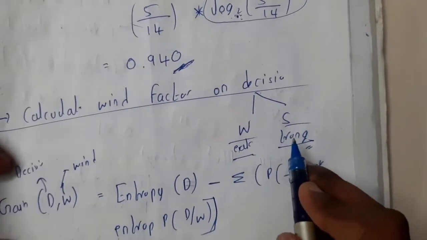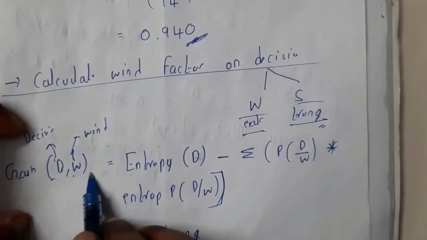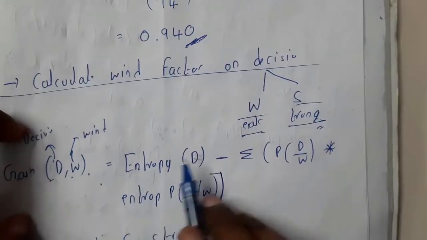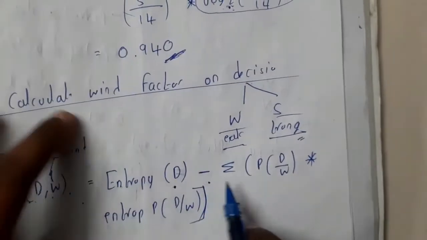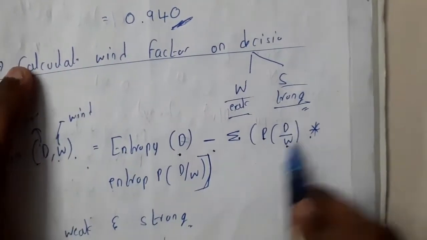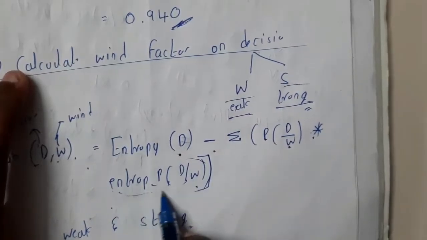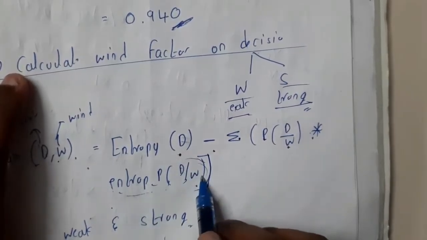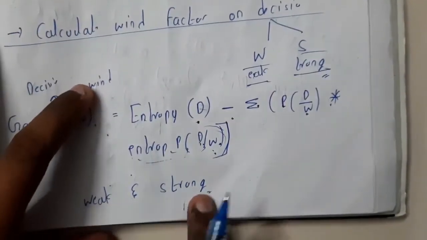So the gain formula will be in this way. Please remember the formula perfectly. So gain of decision comma wind is equals to entropy of D, that is nothing but the decision value which we got, minus the summation of probability of D by W into entropy of D by W. If you notice here, we need to calculate this probability of D by W. Basically this D by W depends on weak and strong, guys.